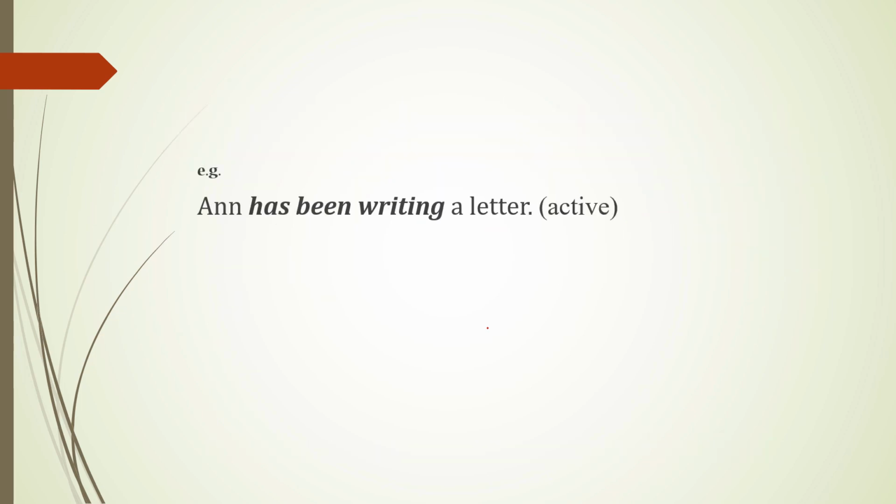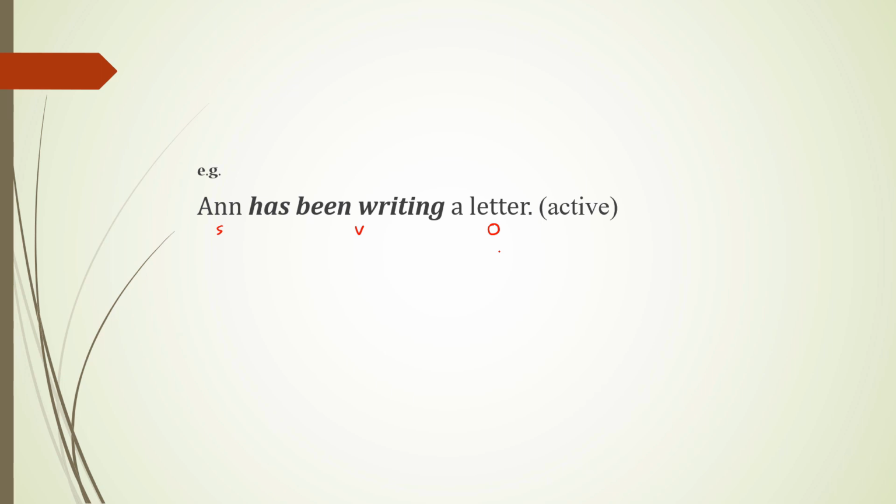The next example. First, have a look at the sentence. Anne has been writing a letter. Anne as subject, has been writing as verb, a letter as object. And Anne performs an action, that is, has been writing a letter. So it is an active sentence. And have a look at the sentence again, whether the sentence has an object or not. Yes, it has. That is a letter. So because it has an object, it can be changed into passive. The question is how?